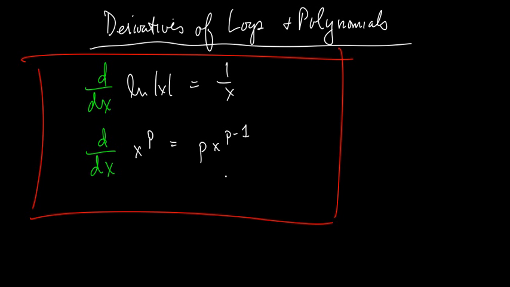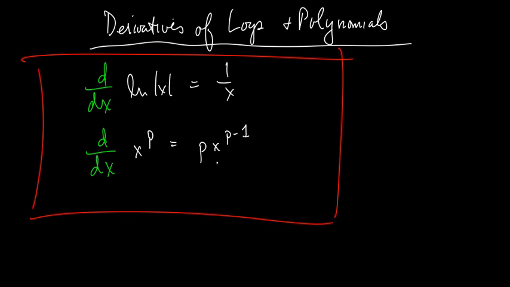Okay, in this video we are going to do derivatives of logs with polynomials involved. So here are two formulas that we're going to use in this video. The derivative of log of absolute value of x, actually really just ln x, is equal to 1 over x, and the power rule, in other words, the derivative of x to a power is equal to the power times x to the power minus 1. So these are things that by now you are familiar with.